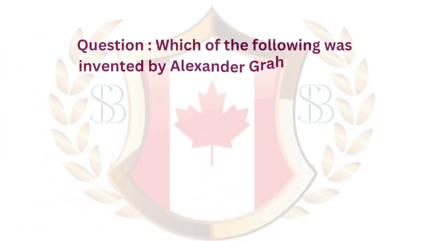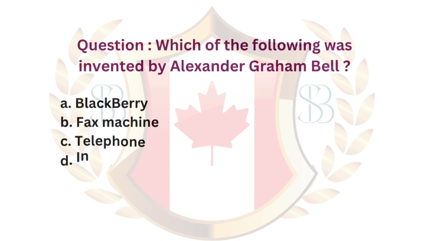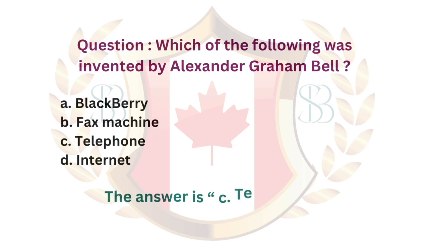Question. Which of the following was invented by Alexander Graham Bell? A. BlackBerry. B. Fax machine. C. Telephone. D. Internet. The answer is C. Telephone.